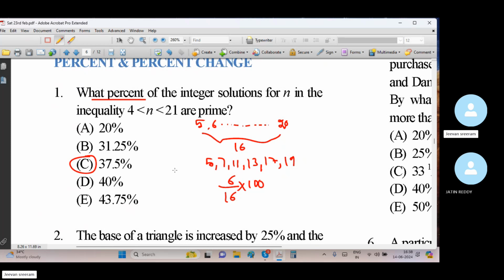Jatin, have you got the answer? Yes, sir. Have you lost this? Have you not got the correct answer for this? No, sir. I got 40%. That's why. Where have you gone wrong? I don't know, sir. I think it was some small mistake. I just changed it. 5 to 20, they are 16. The prime numbers are 6 by 16 into 100. What percent of numbers are actually prime between 5 to 20? That's the question. Okay. Yes, sir.